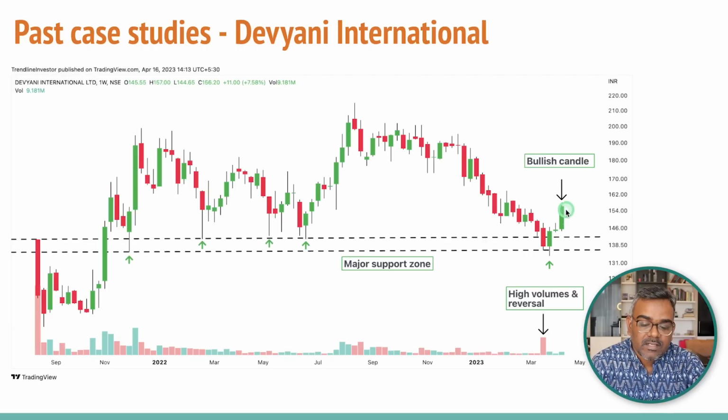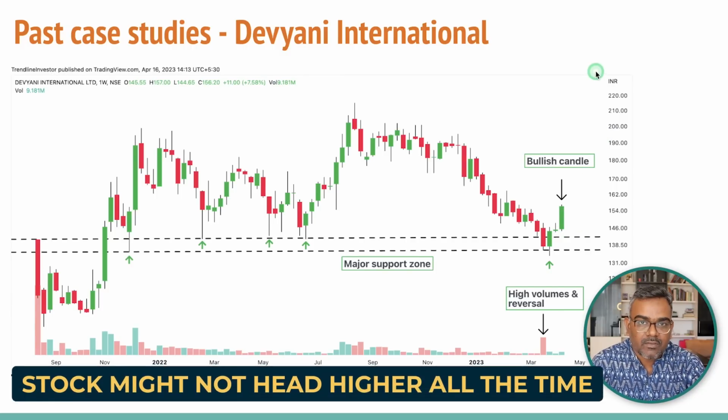Now the other rule is you need to have a bullish reversal candle, right? A bullish reversal candle is this candle over here, and then we had one week of sideways, and then we had again a reversal candle. So that confirms the reversal. Now remember, it doesn't mean the stock will directly go like this. There's a chance that the stock might come down again and then head higher. So do not just think that because the stock reversed, it will head higher. It might not happen, not all the time.